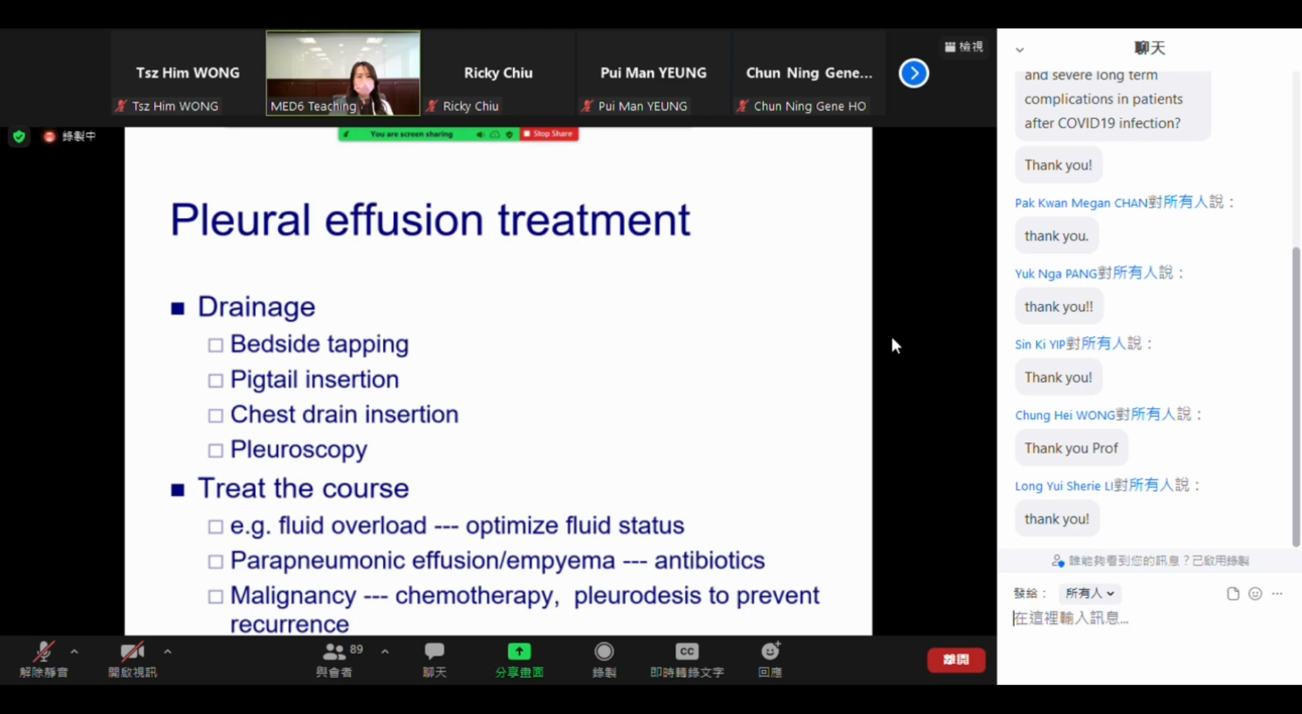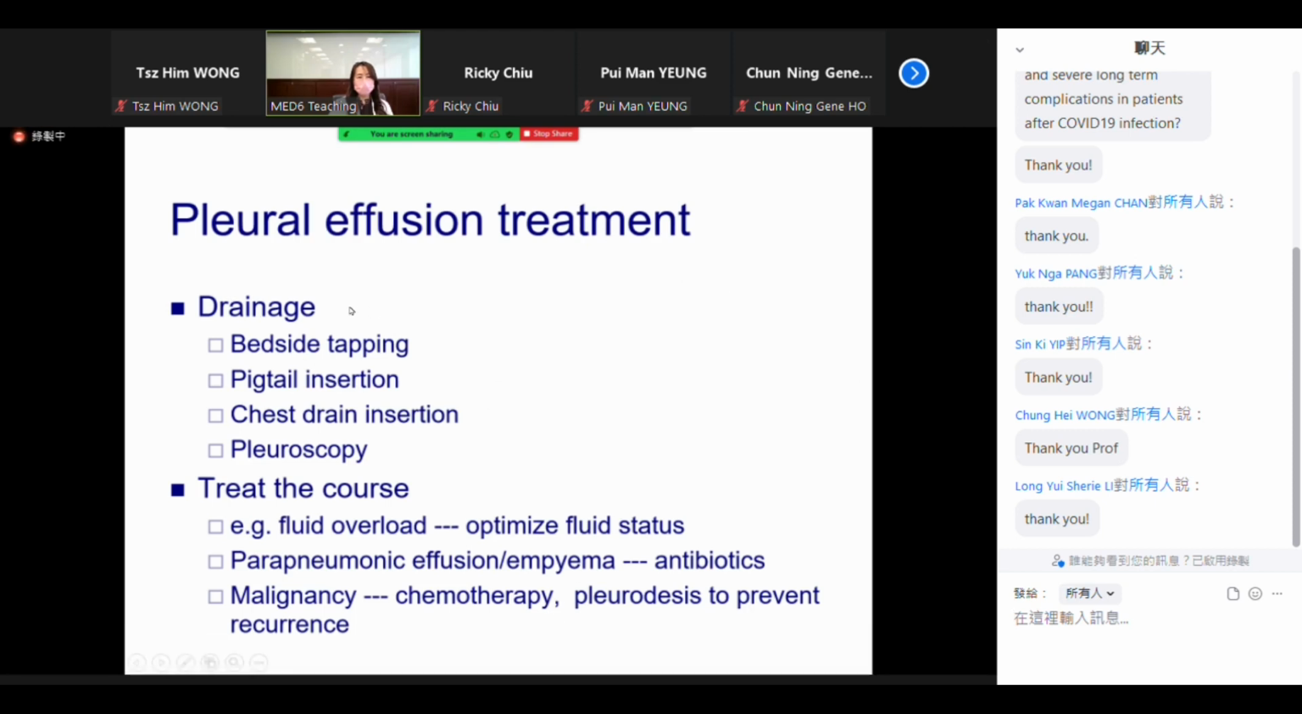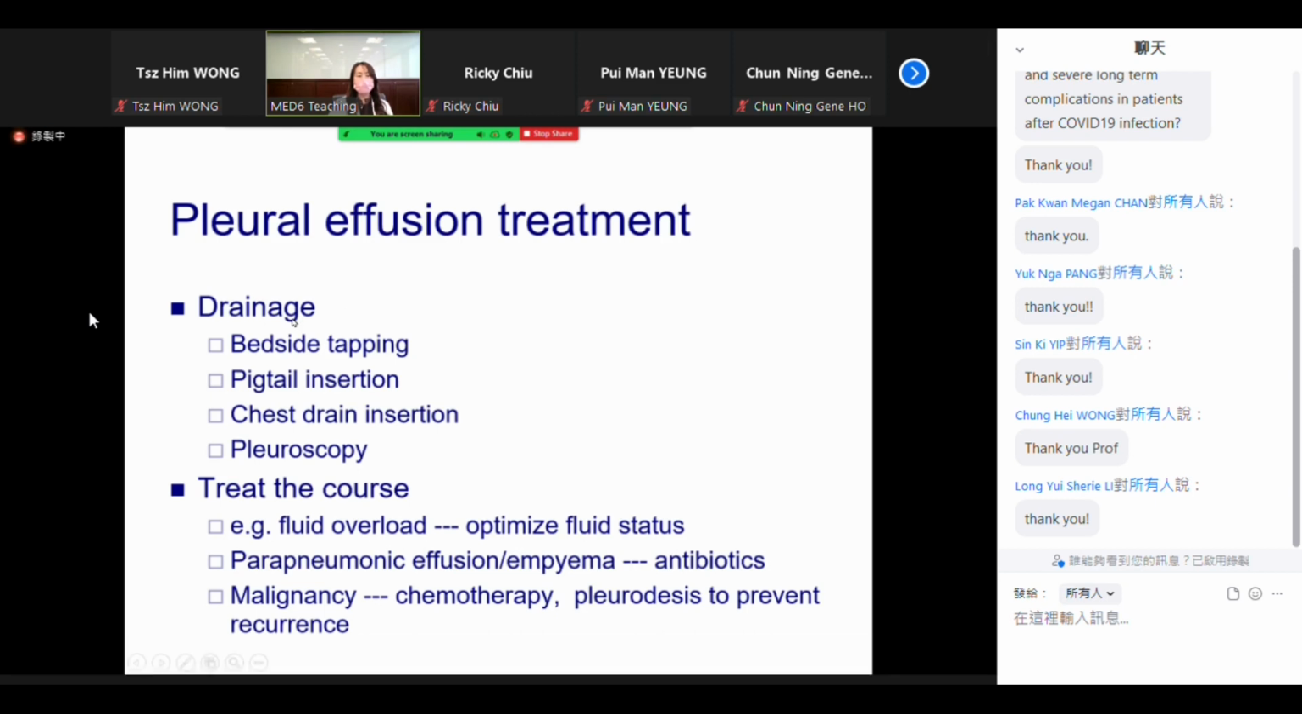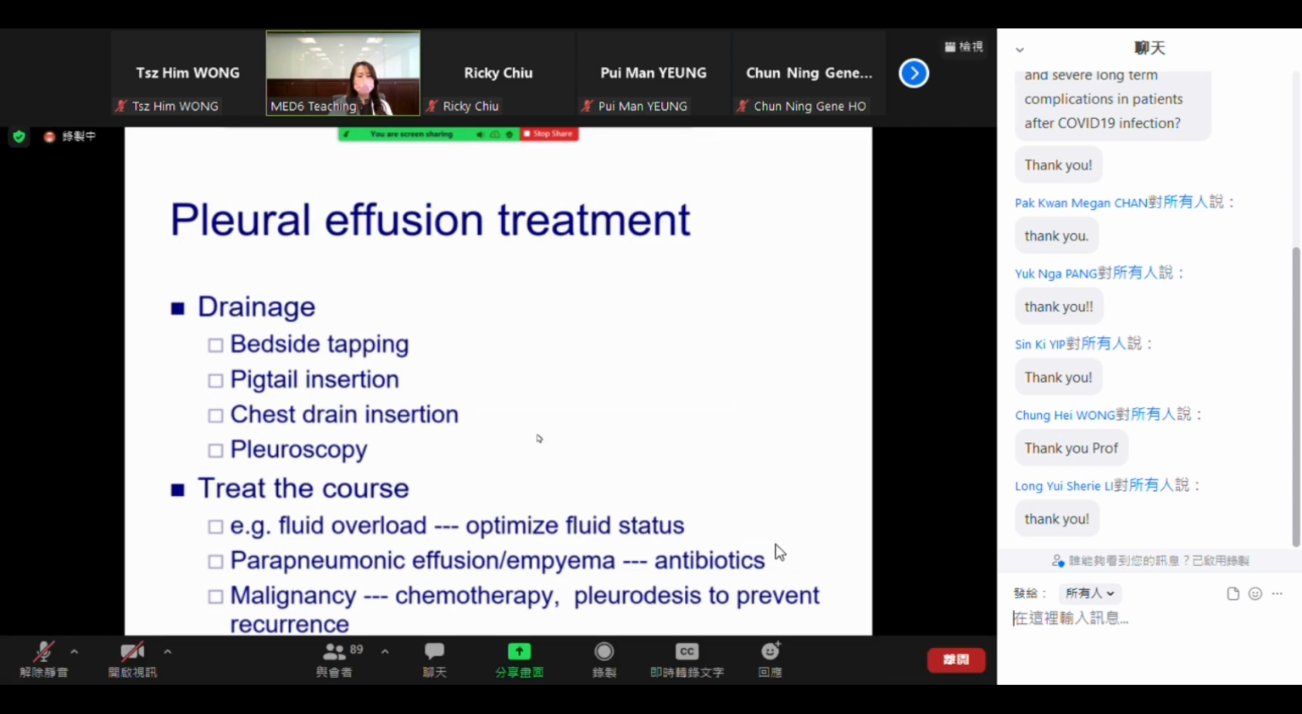So what is the treatment for pleural effusion? First of all, if the patient presents with shortness of breath and respiratory failure, then we have to drain it. We can do bedside tapping, pigtail insertion, chest tube insertion, or fluoroscopy for drainage. And then we have to find the cause and treat accordingly.